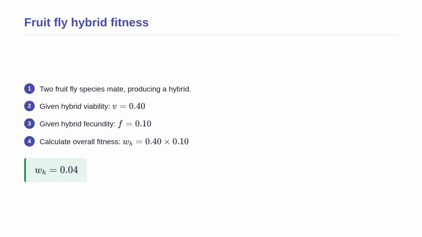We substitute 0.40 for V and 0.10 for F into our equation. Multiplying these together gives us a final hybrid fitness of 0.04. Physically, this means the hybrid offspring are 96% less successful at passing on genes than normal flies. Because they are evolutionary dead ends, the two parent species remain completely isolated.